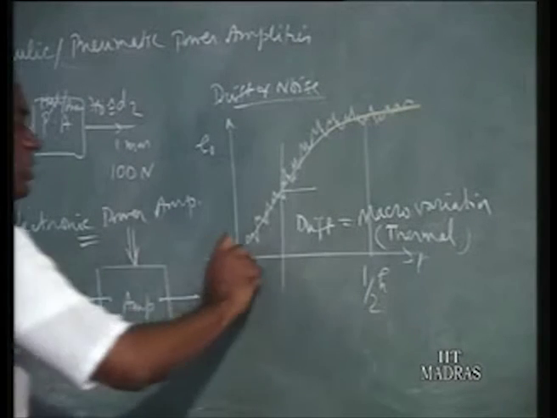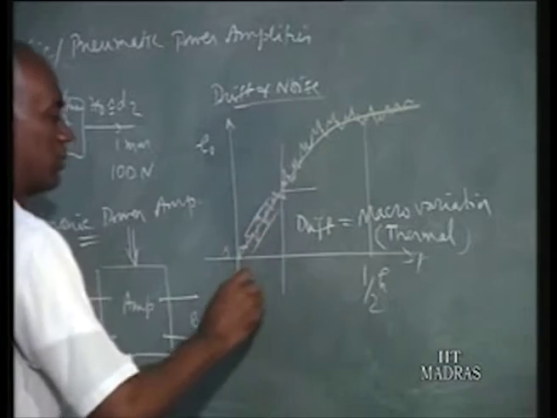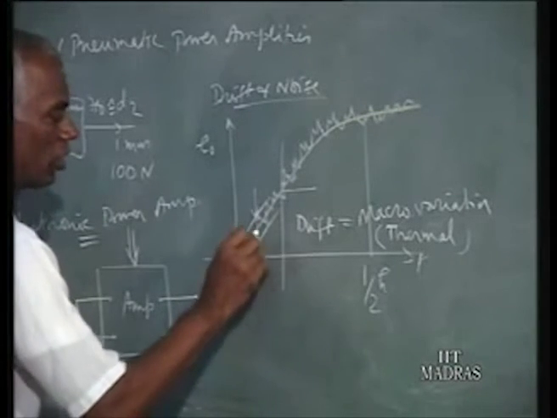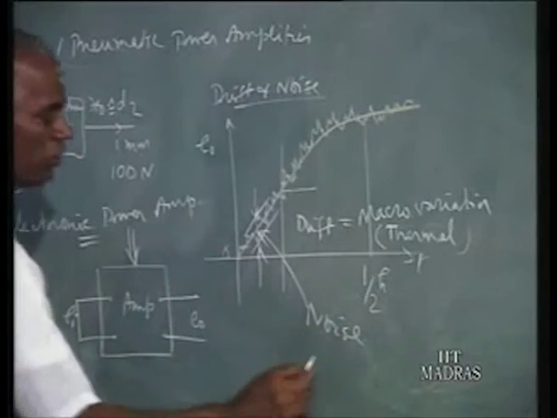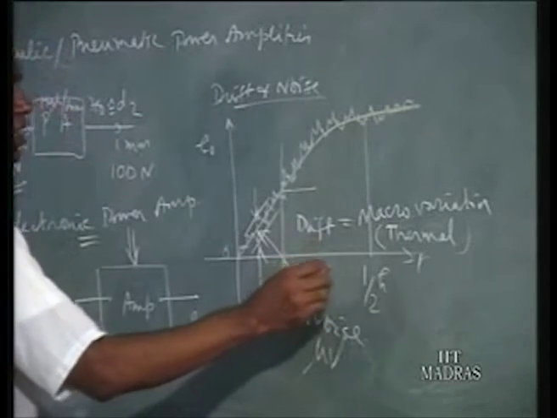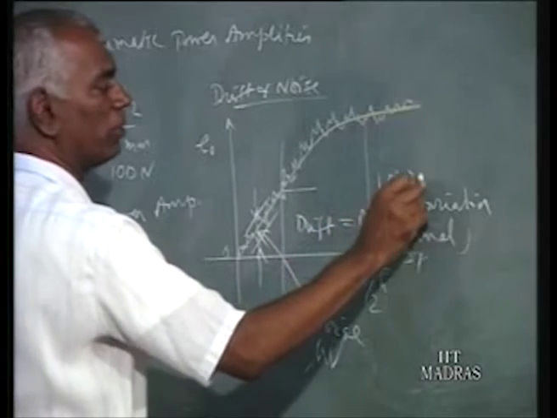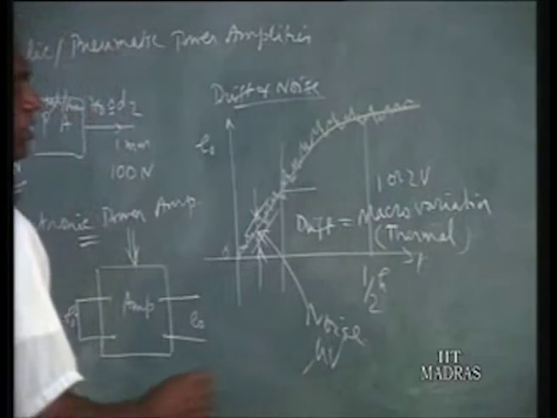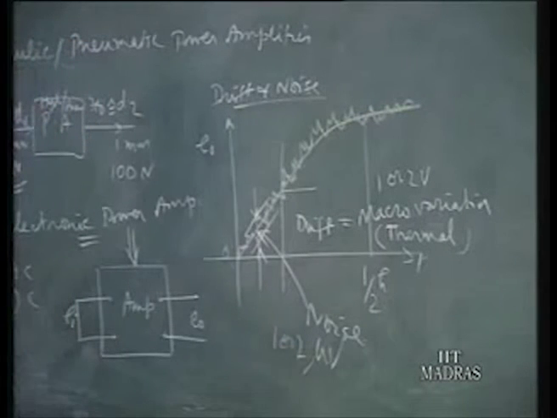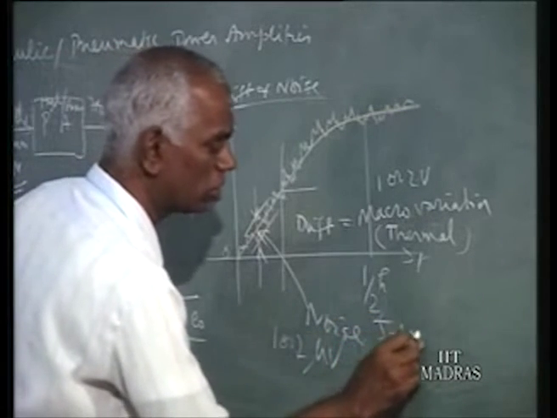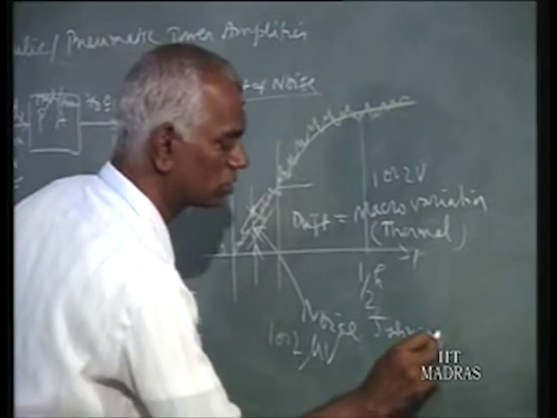And the other variation is the micro variation. This is your noise. It is in terms of microvolts, whereas drift is of the order of 1 or 2 volts. It may be 1 or 2 volts, whereas this is 1 or 2 microvolts. This is due to random flow of electrons. It is sometimes called Johnson's noise.